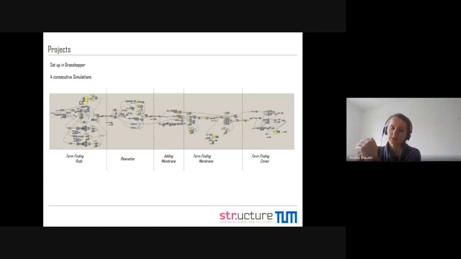So you take the result of the bent rods, and dependent on this result, you generate the membrane, which should be in between. Then you can form find the membrane again, so that it fits the shape of the rods, so also that they are in equilibrium. And then you can also form find the cones by pulling them out. And you never have to be outside of the CAD environment, so it's really a continuous workflow.